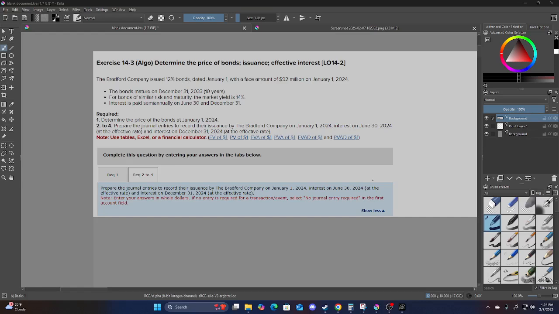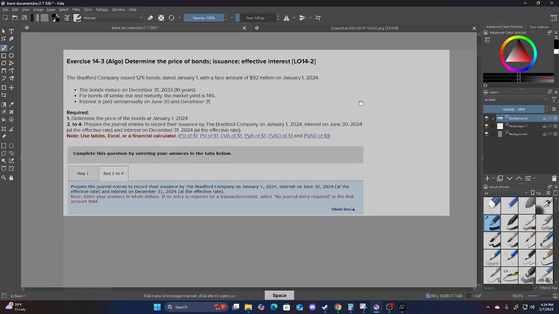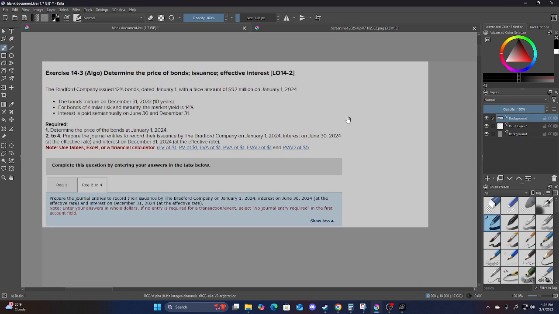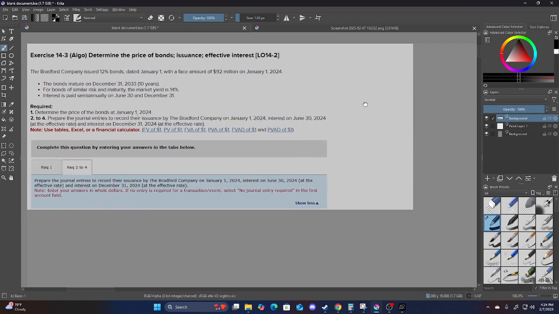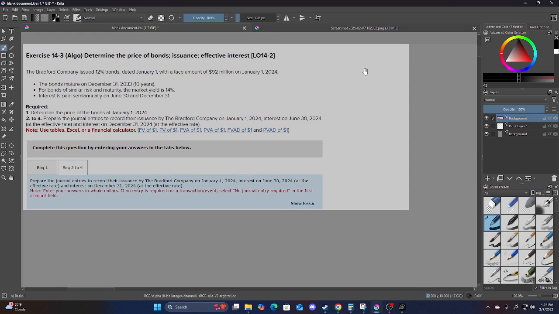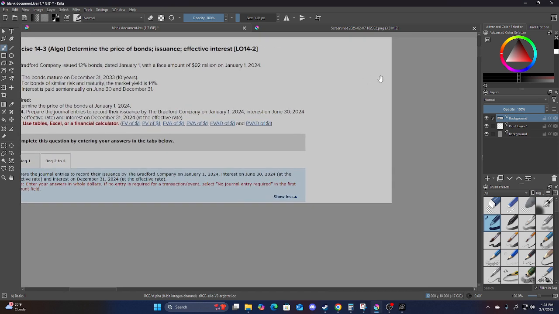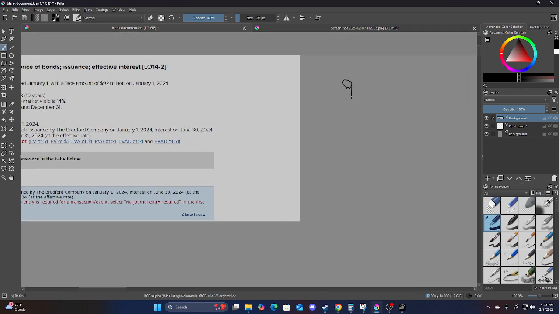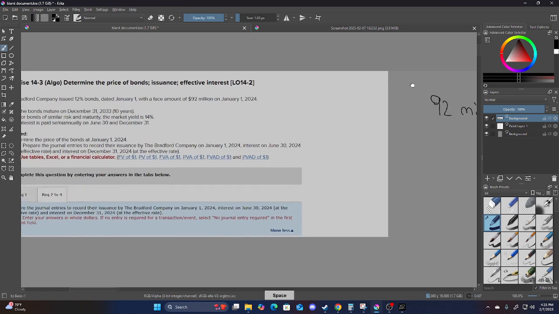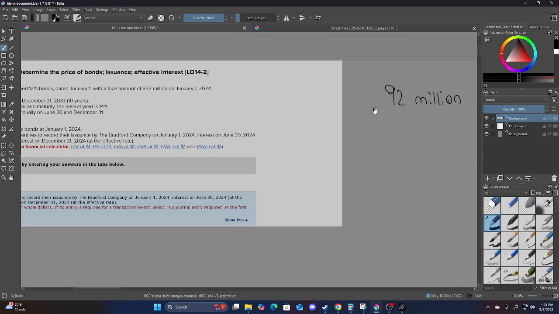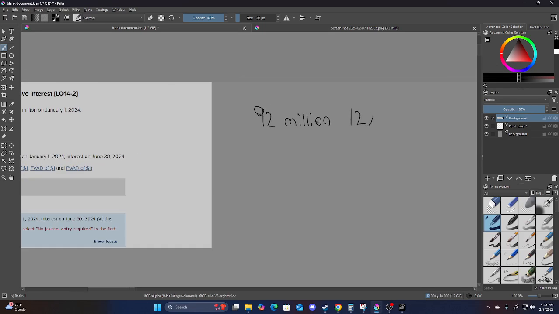Okay, so now we will be looking at chapter 14, number 14 on the ungraded homework. Let's just go right into it. It says the Bradford Company issued 12% bonds dated January 1st with a face amount of 92 million on January 1st, 2024. So let's write down our face amount of 92 million, and we have a face interest rate of 12%.